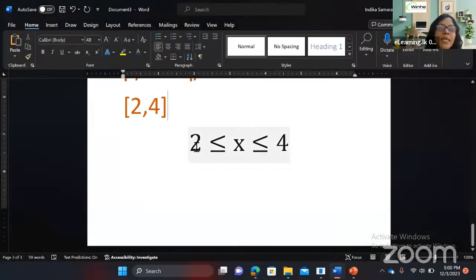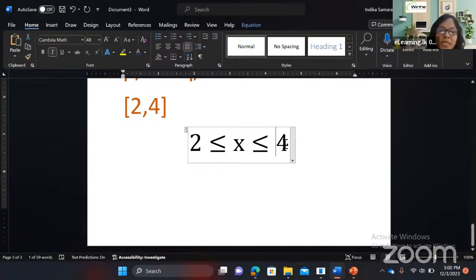Here it shows the value of x can be equal to 2 or greater than 2. And also the value of x can be equal to 4 or less than 4. Right? If you are showing it like this, less than or equal, with the inequality showing the equal sign, we call this interval a closed interval. The interval is closed.